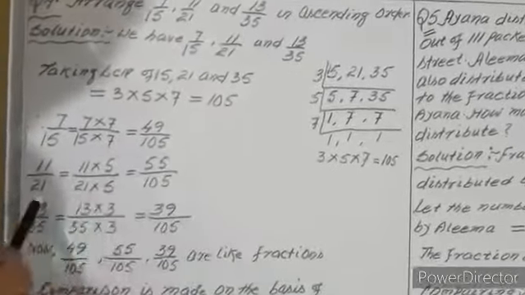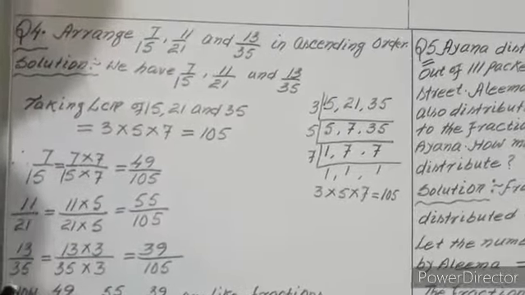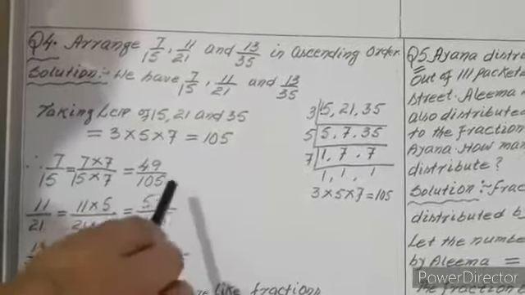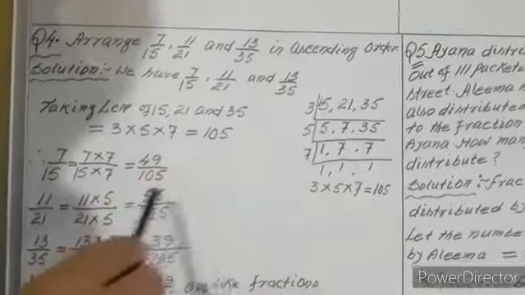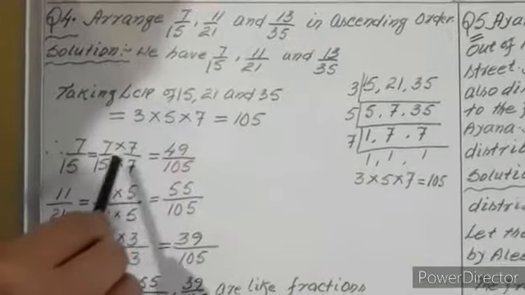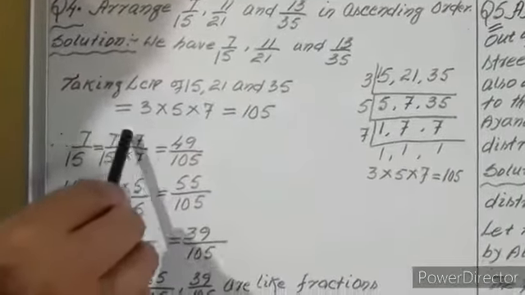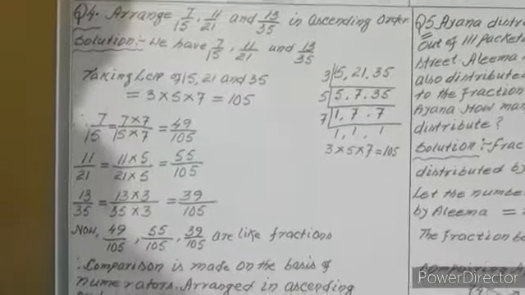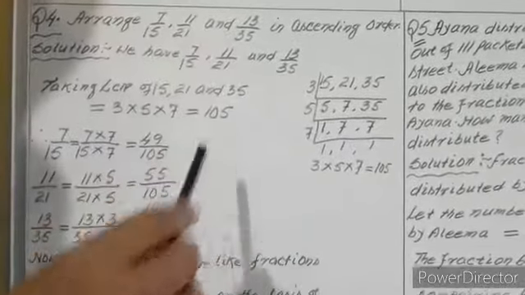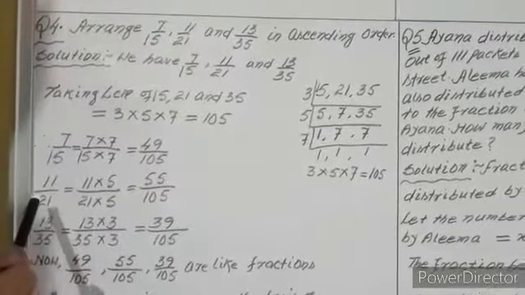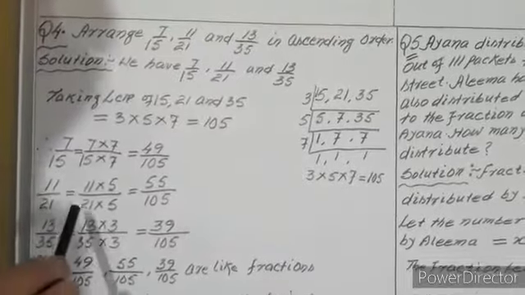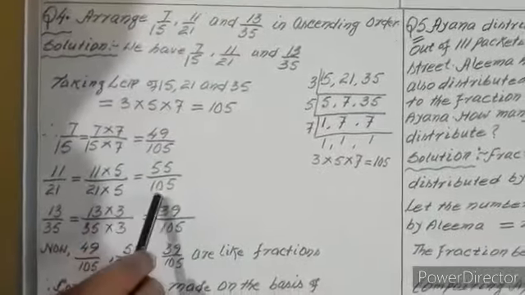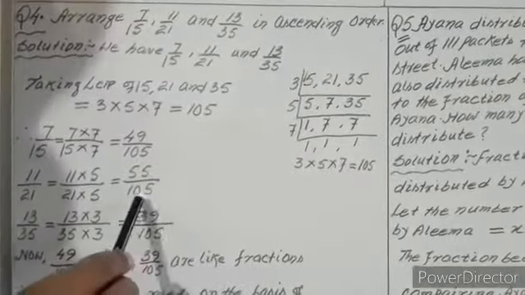We are going to make the denominators in all these fractions equal. So in order to make their denominators equal, 105, so 7 upon 15 is multiplied by 7 upon 7 in order to get the denominator as 105. The same denominator we should get for the next fraction, 11 upon 21, which is equal to 11 upon 21 into 5 upon 5 in order to get 105 in the denominator.